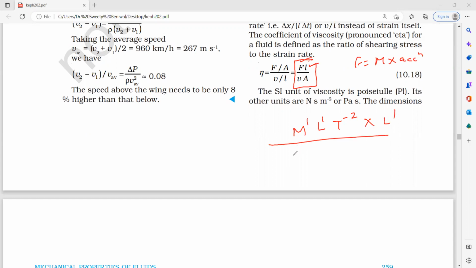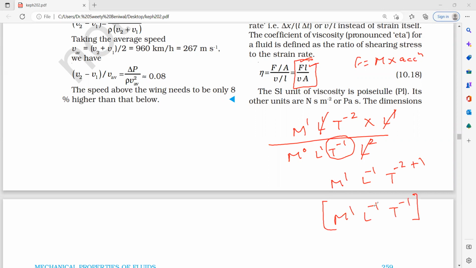This is velocity, M0 L1 T minus 1. This is area, L2. So L1 will become L2, and you can say M1 L minus 1 T minus 2 plus 1, because this minus 1 will go upside. So you will get M1 L minus 1 T minus 1. These are the dimensions for coefficient of viscosity.